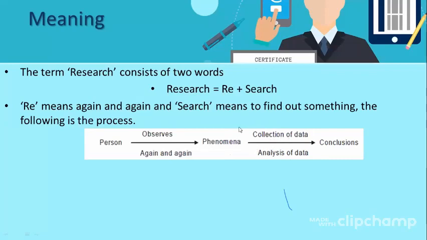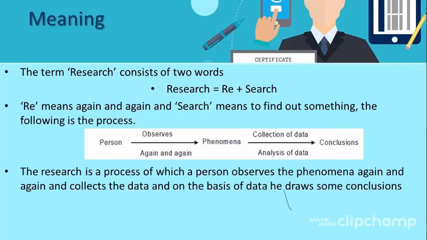And this data needs to be analyzed. When we observe again and again, when we collect data of that object, when we analyze the data, then we come to some conclusion. And this conclusion is our research. Now I will give you some examples of this, but before that, let us see the third one. So the research is a process. Whatever I told you just now, it is a process.